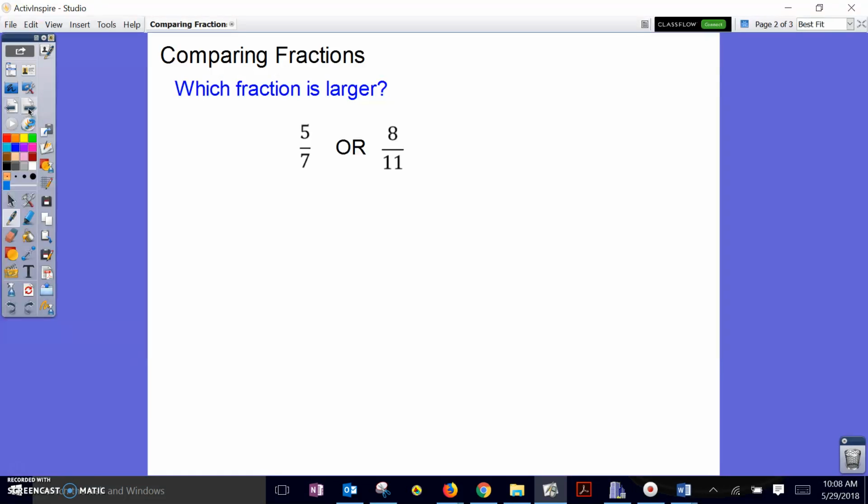Which fraction is larger, 5/7 or 8/11? And so to compare and see which one of these is larger, we're going to find a common denominator. The easiest way to find a common denominator is to just take the two denominators that we have and multiply them together. So we're going to multiply 7 and 11 together, and that gives us our new common denominator. And once we put the fractions over these common denominators, it'll be easy for us to tell which is larger because we can simply look at which one has the larger numerator.